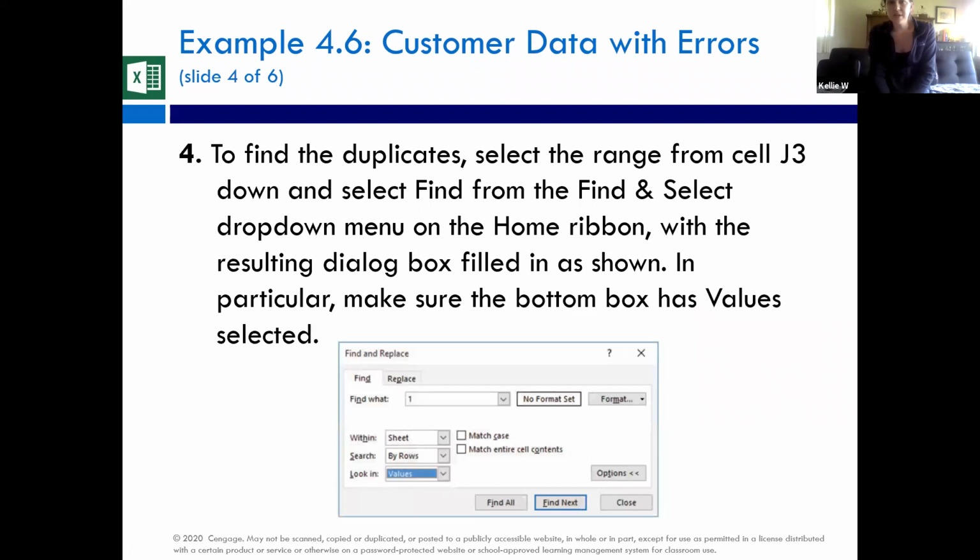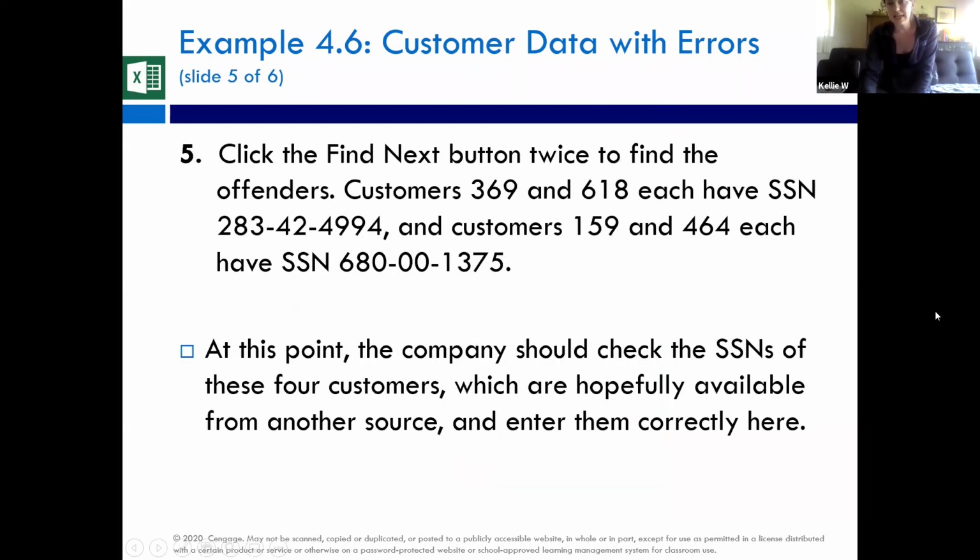So to find those, we could select the range, and we could do a find and select. We could look for all the ones. So if we click find and replace in Excel, it's in the home ribbon, we get this dialog box that shows up right here. And we're saying, show me all the ones, look in the values, make sure that that's checked within this sheet, search by row. When you click find next, it would take you to the first value of 1. So you'd find the first entry, and then if you clicked next, you'd find the second entry.